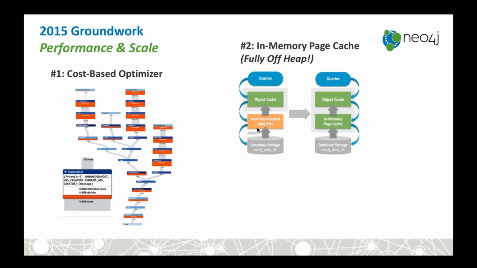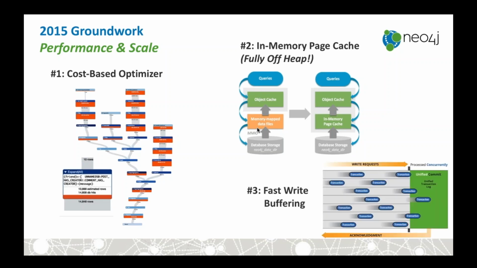And so in the 2.3 release, we fully moved off of the on-heap cache onto an off-heap cache, which enables full use of the kinds of memory that's available relatively cheaply now on modern hardware.